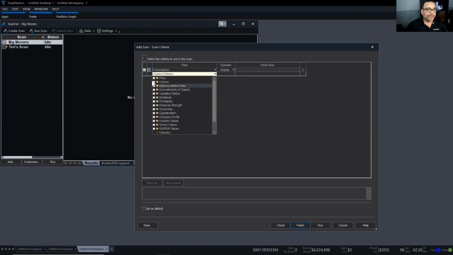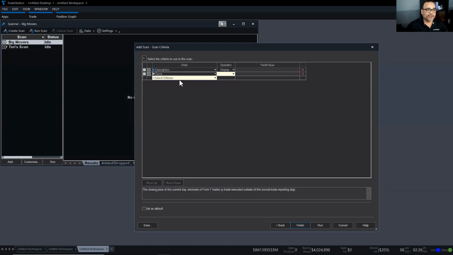I'm going to open up the price category, and I'm going to select the closing price, the current closing price. And I want the closing price of my stocks to be between a certain range. And I want those stocks to be between maybe $5 and $100.